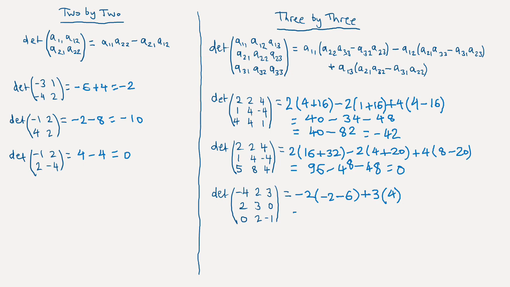Okay, so this calculation ended up being a bit shorter than the others. That's because of the 0 in the row that I expanded along. I've got minus 2 times minus 8. So that'll be 16. And then I've got 12, 3 times 4. So that's 28. So there's a few examples of calculating determinants for both 2 by 2 matrices and 3 by 3 matrices.